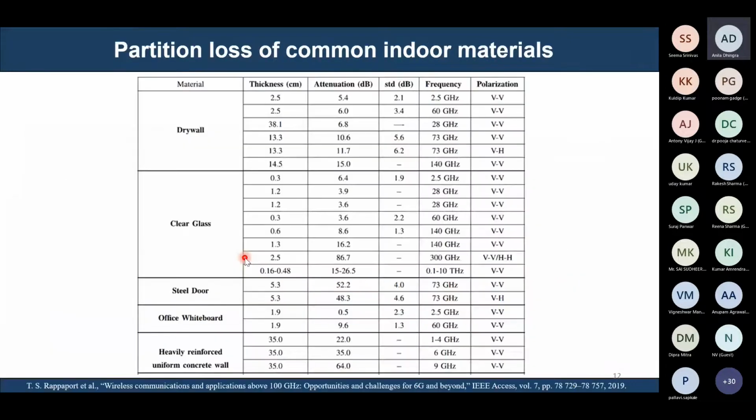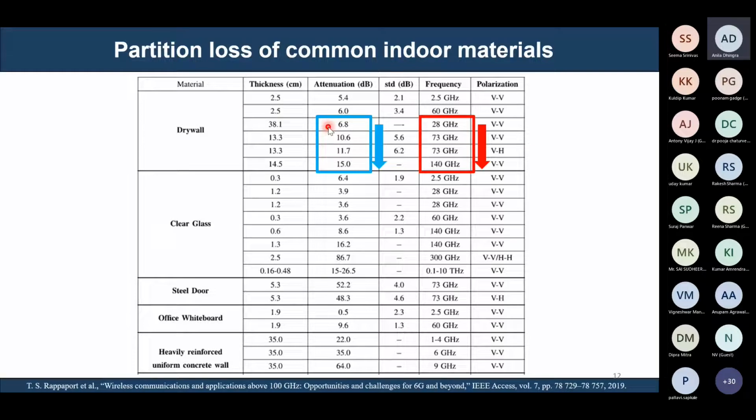Okay, so one more challenge: partition losses. When you have indoor materials such as drywall, glass wall, steel doors, office whiteboards, or any other. If you look at the frequency ranges, at 28 gigahertz, which is 5th generation, with a drywall of, let's say, 38 centimeter thickness, which is pretty high, I face only around 6.8 or 7 dB of attenuation.